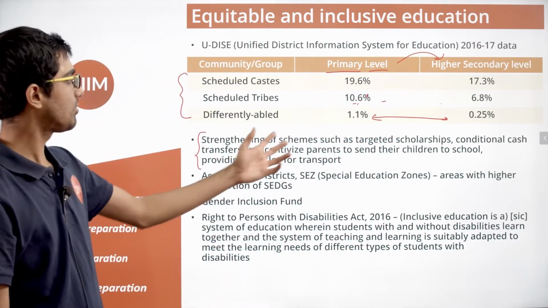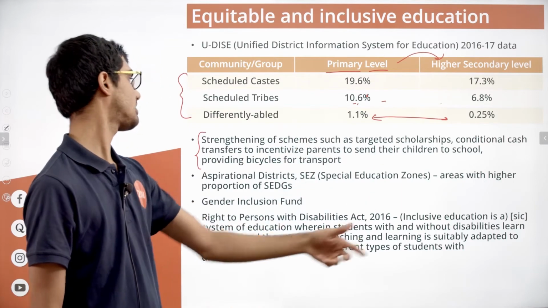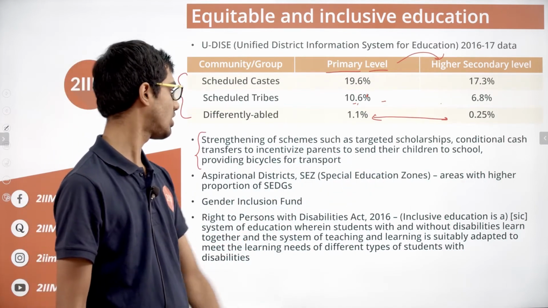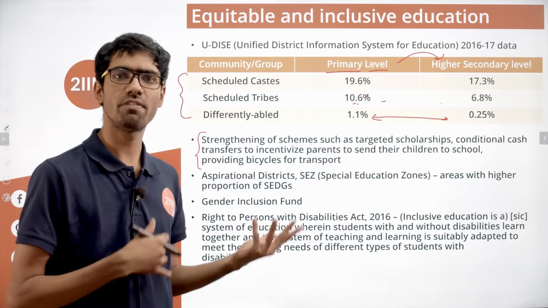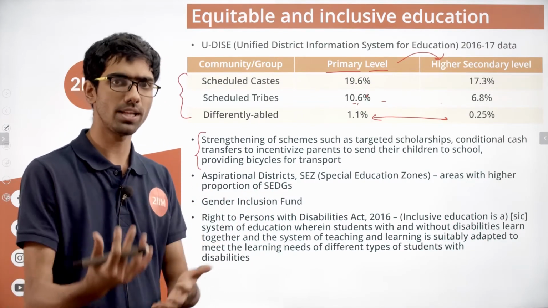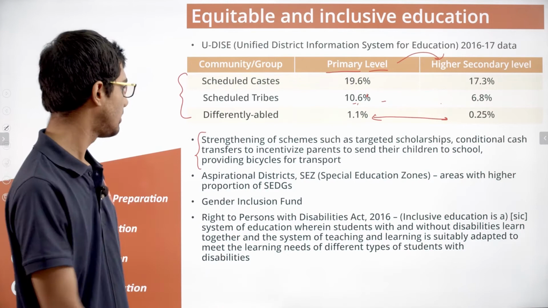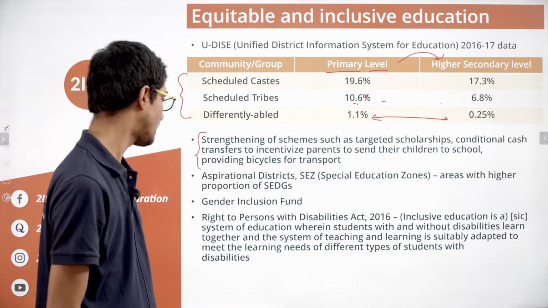Yeah, strengthening of schemes such as targeted scholarships, conditional cash transfers to incentivize parents to send their children to school, providing bicycles for transit. These are mechanisms that different governments in different states have put in place for quite some time, and the policy just gives an extension to that.